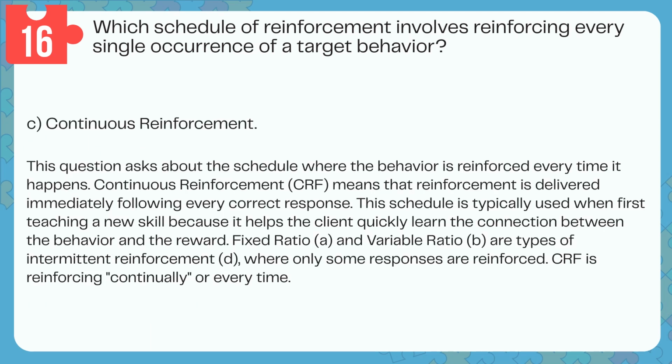Answer: C. Continuous reinforcement. This question asks about the schedule where the behavior is reinforced every time it happens. Continuous reinforcement, CRF, means that reinforcement is delivered immediately following every correct response. This schedule is typically used when first teaching a new skill because it helps the client quickly learn the connection between the behavior and the reward. Fixed ratio, A, and variable ratio, B, are types of intermittent reinforcement, D, where only some responses are reinforced. CRF is reinforcing continually, or every time.